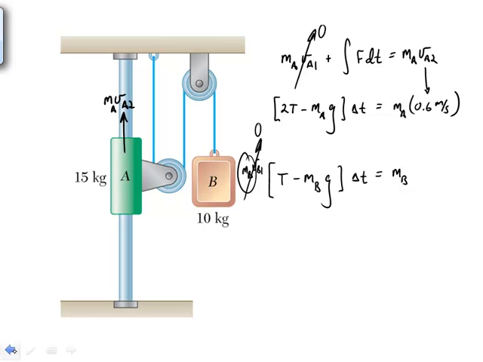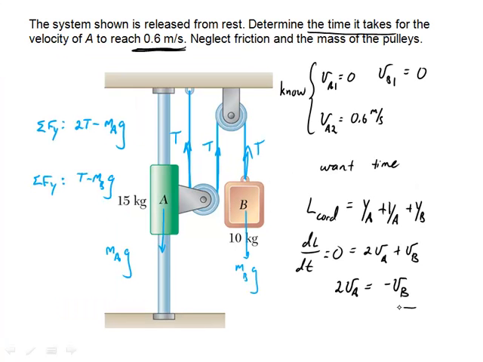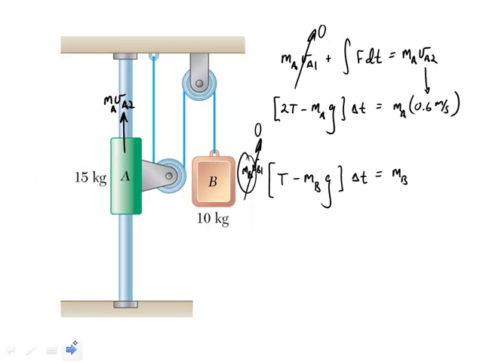But the velocity of B2, I can get that from this equation. The velocity of B is twice the velocity of A and in the opposite direction. So since A is traveling at 0.6 meters per second, B must be traveling at 1.2 meters per second, and that has to be down. Negative because it's in the opposite direction, twice the magnitude.